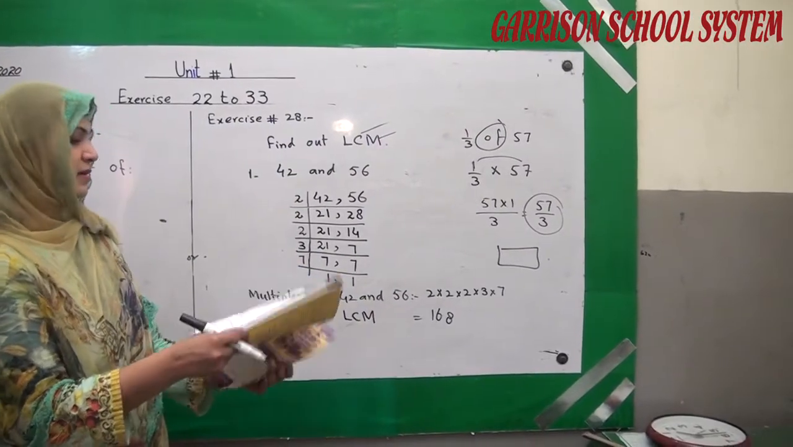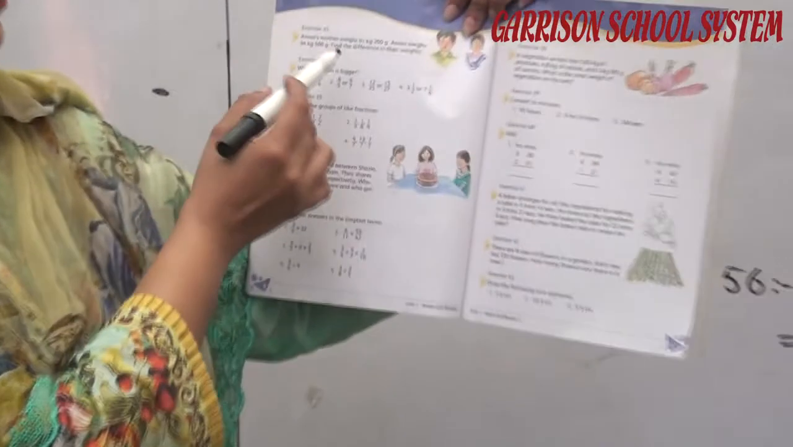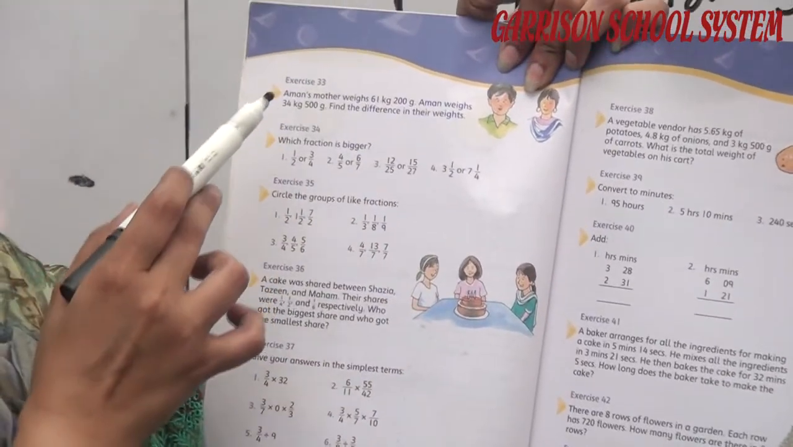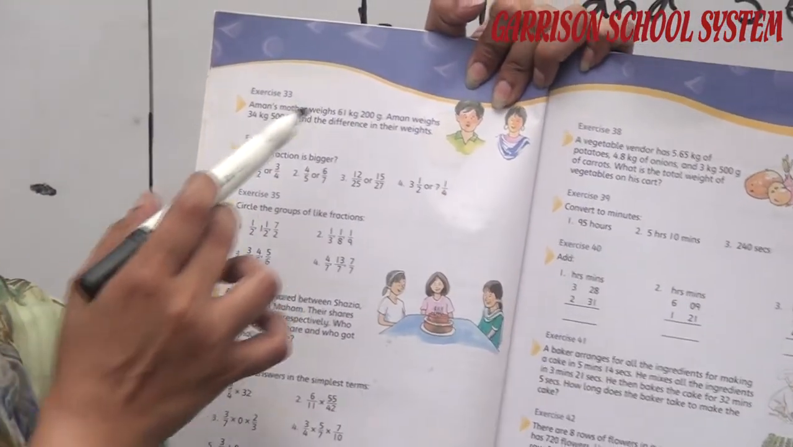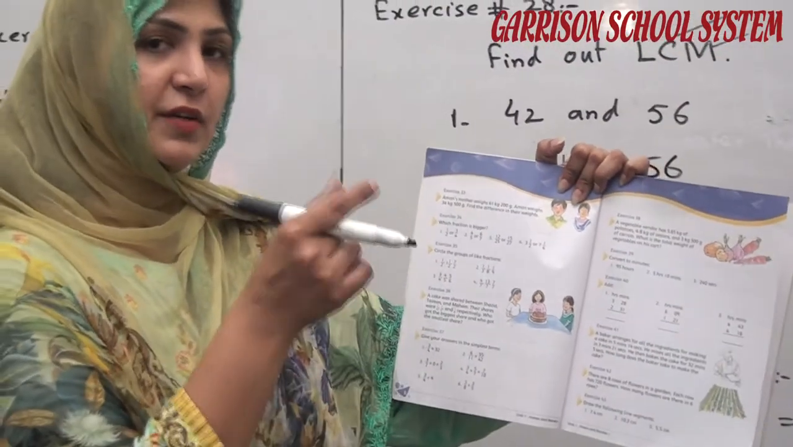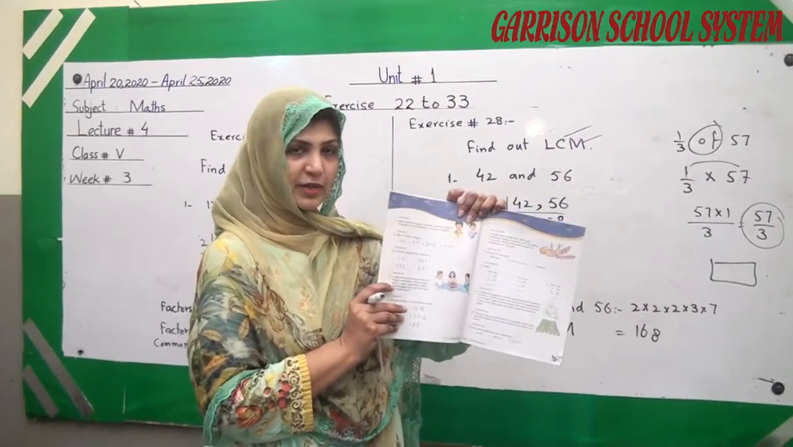Now next, exercise number 33. Aman's mother weighs 61 kg 200 grams. Aman weighs 34 kg 500 grams. Find the difference in their weight. It means you have to find the difference between their weights. So you can also do it by yourself.